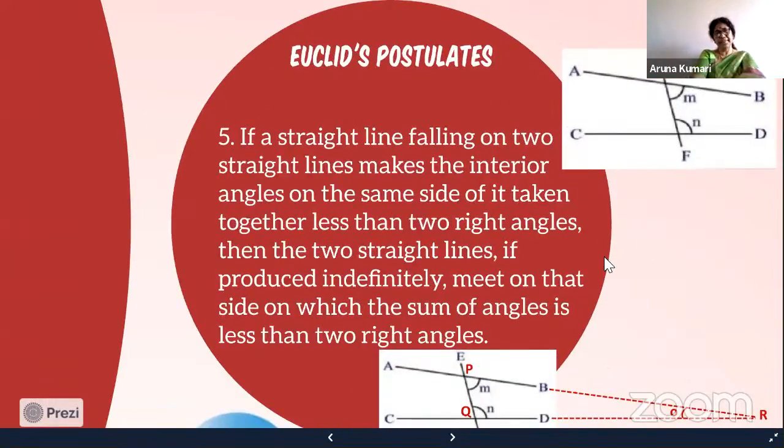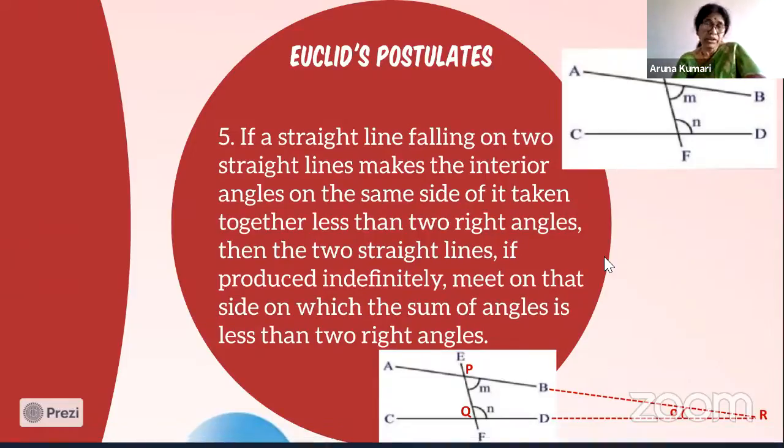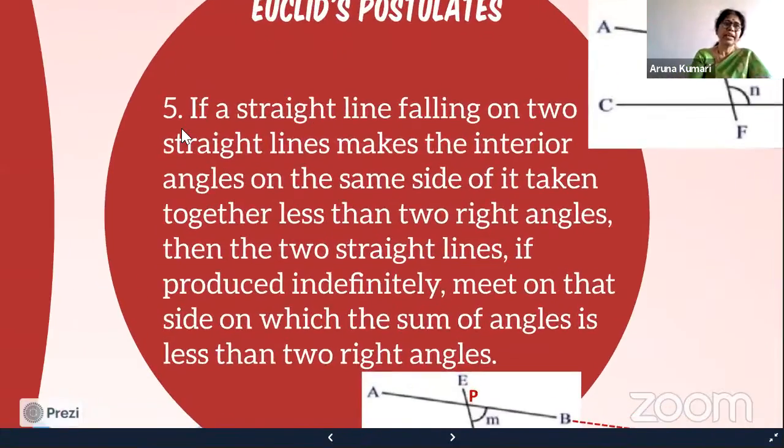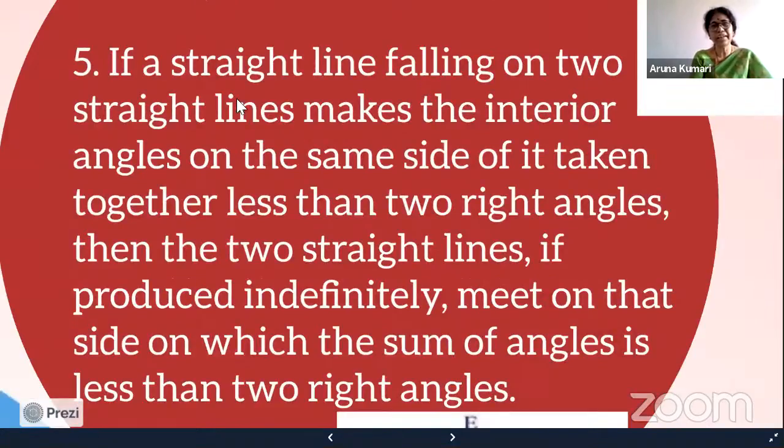Euclid's fifth postulate. It looks very big, so don't get scared. If a straight line falling on two straight lines makes the interior angles on the same side of it taken together less than two right angles, then the two straight lines, if produced infinitely, meet on that side on which the sum of the angles is less than two right angles.